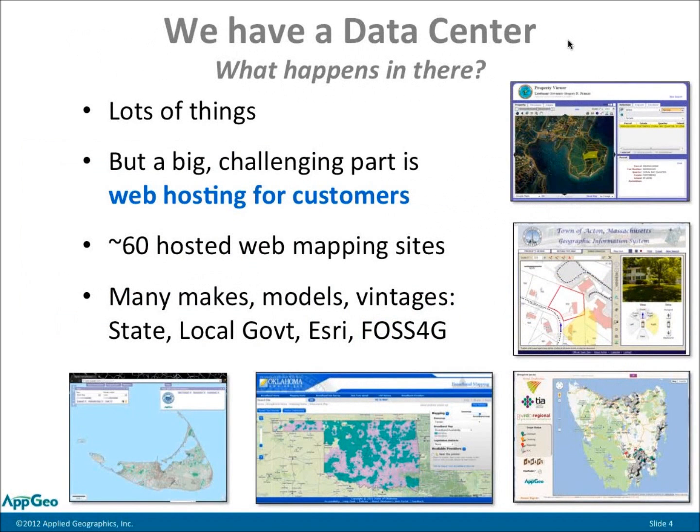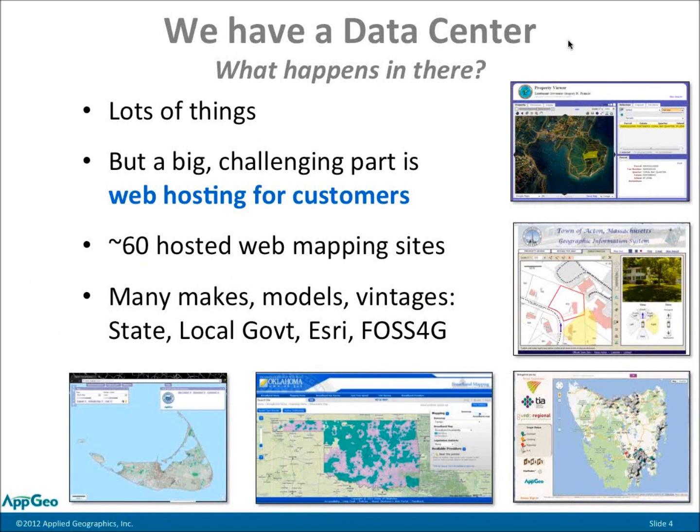So what does Applied Geographics do in the cloud? We have a data center. We've had a data center for a long time. And one of the things that we do is we host websites for our customers. Currently, we host about 60 websites of all different kinds, Esri stuff, open source stuff.